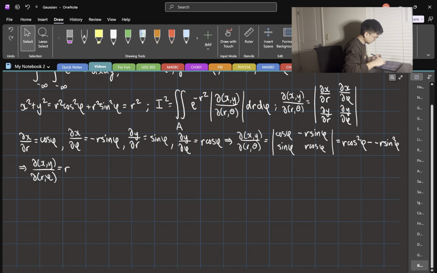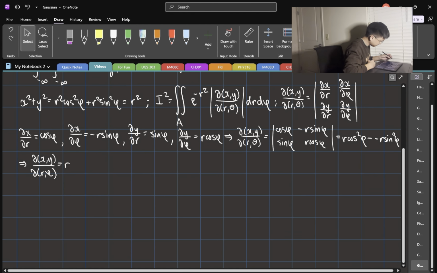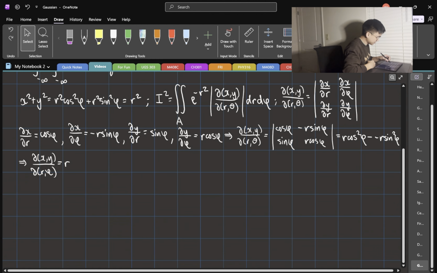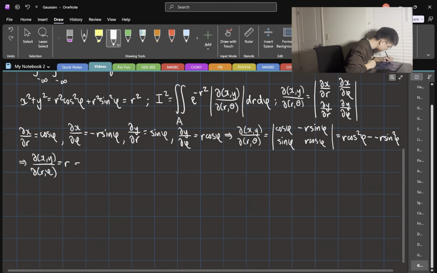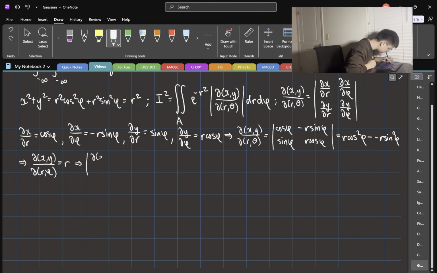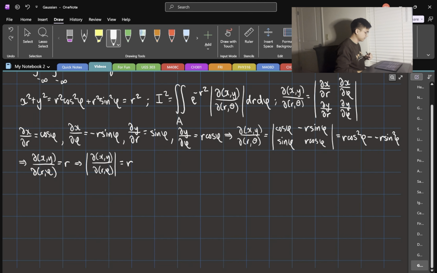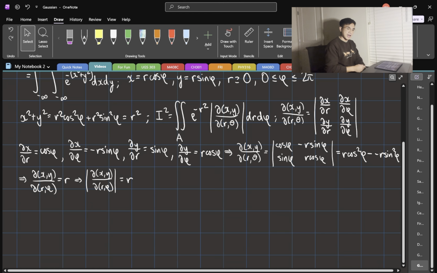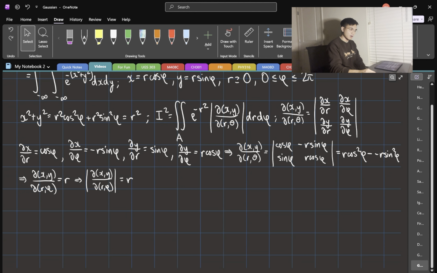Okay, so if I substitute that in, you notice that there's absolute value signs. If I take the absolute value of this, nothing's going to change because r is already greater than or equal to 0. So this is still r. Okay, next, let's take care of our bounds. What are the bounds of our new integral?